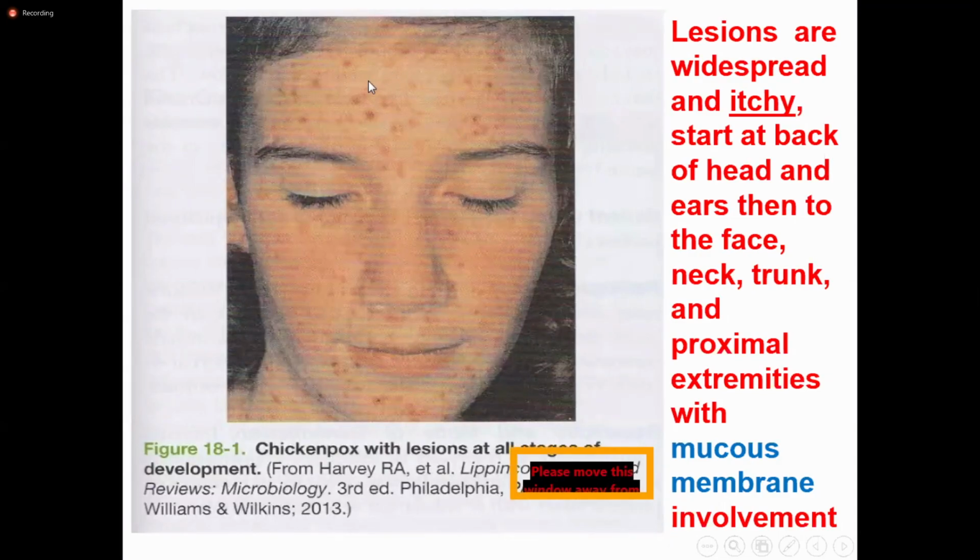This is the chickenpox. The lesions are widely spread and itchy. Even mothers at home know that the lesions first appear at the back of the head and behind the ears, and then spread to the face, neck, trunk, and the proximal extremities. Mucous membranes are also involved, as I said. This is the chickenpox.